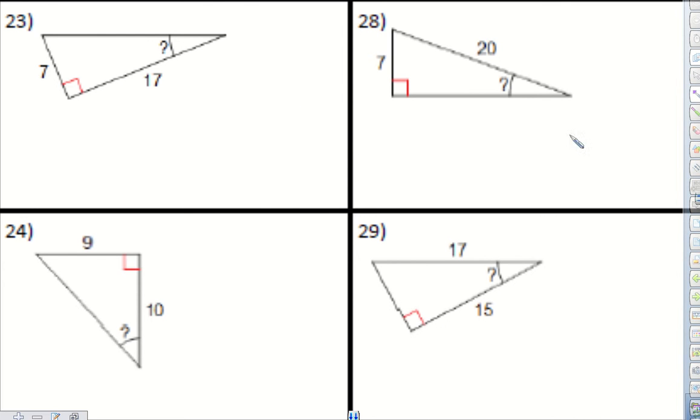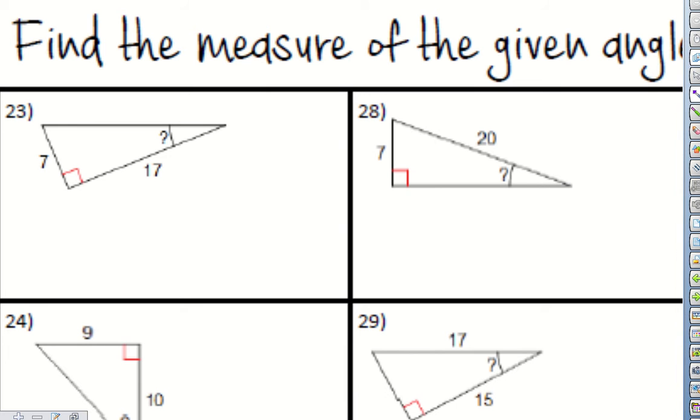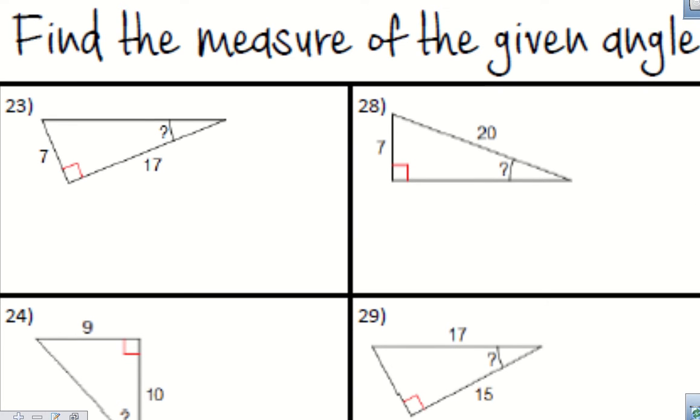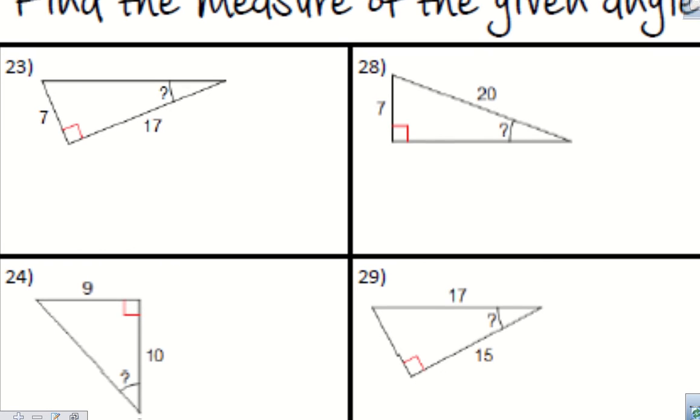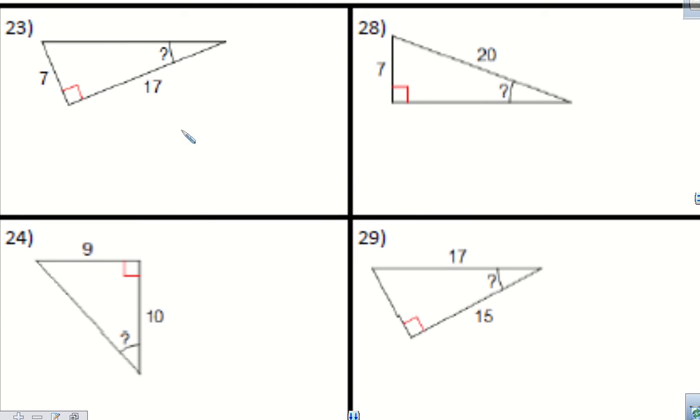All right, so these are the notes from page 4, find the measure of the given angle. If you are trying to find the measure of an angle, you're going to set it up the exact same way that we set it up on page 3. So we're going to start off and look at 23.